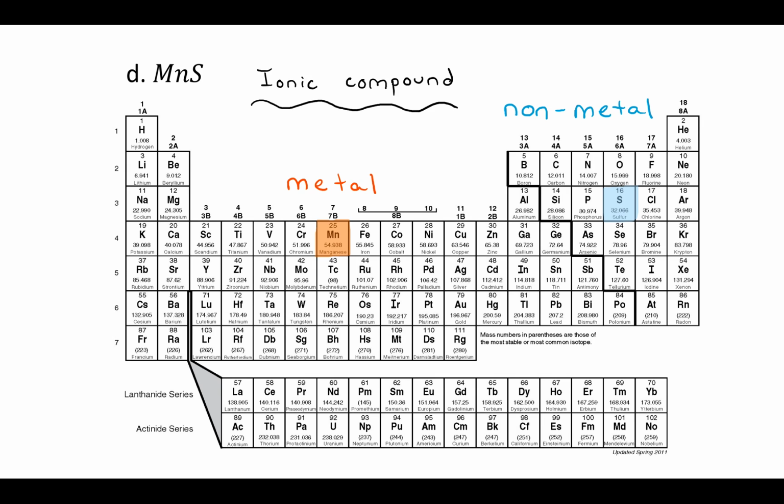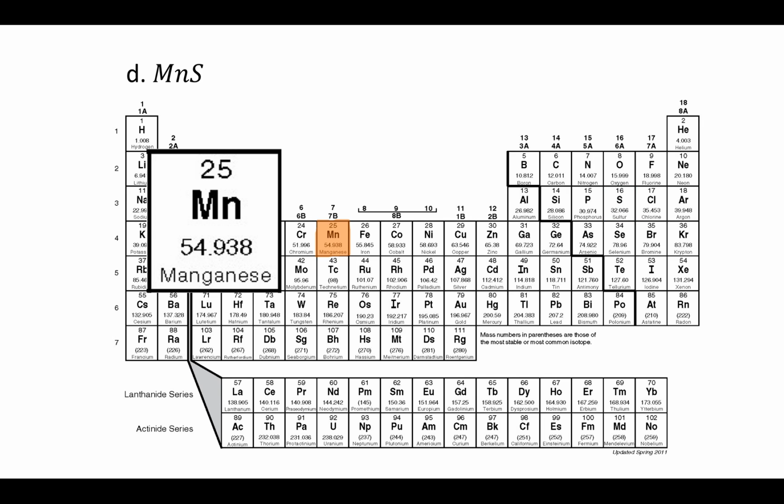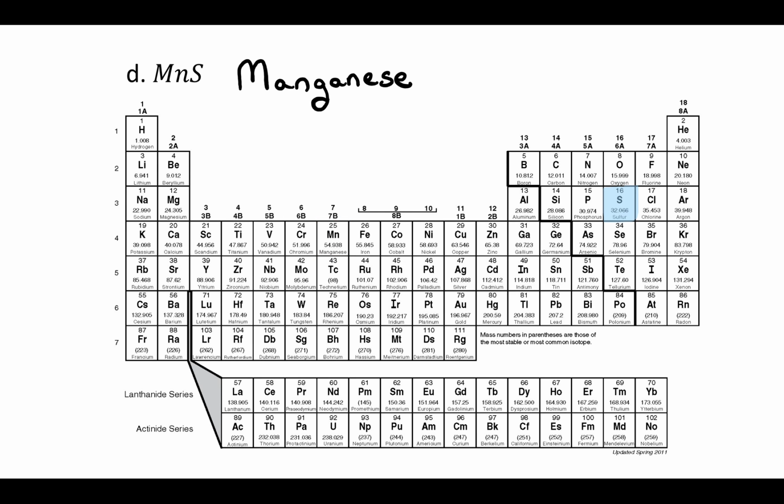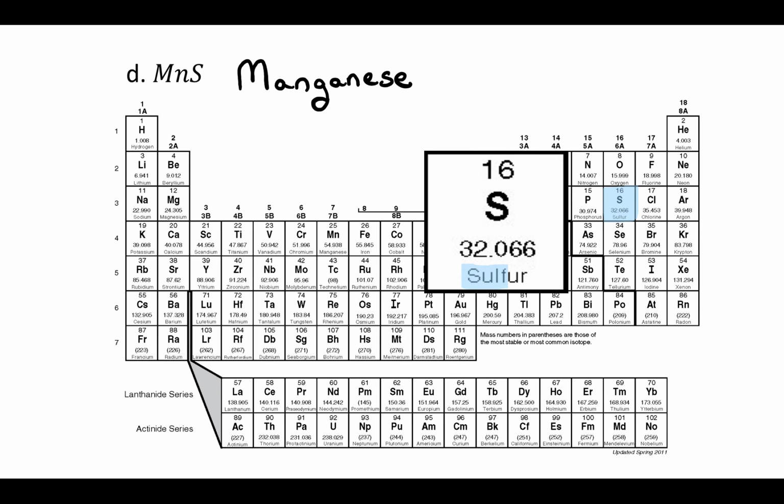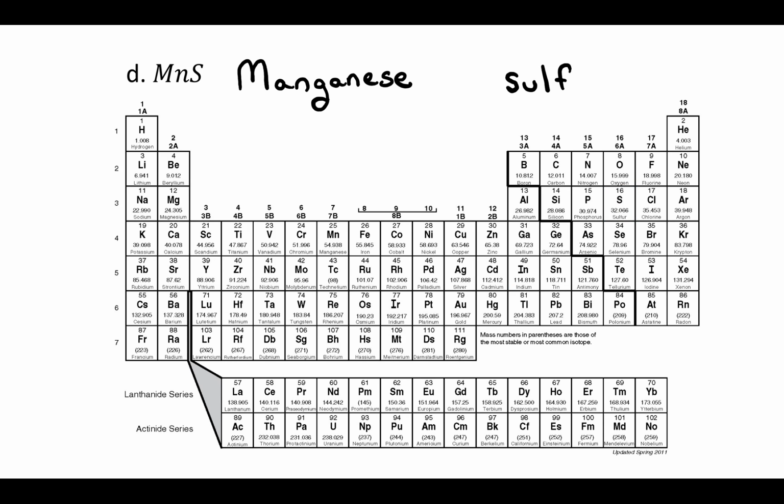Alright, to name an ionic compound, take the name of the first element and write it exactly as it is on the periodic table. So Mn is manganese. For the second element, take just the first syllable. So S is sulfur. The first syllable is sulf, and so I'm going to write sulf down. Then add the ending ide, IDE. That shows that manganese and sulfur are in a compound. So far we have manganese sulfide.